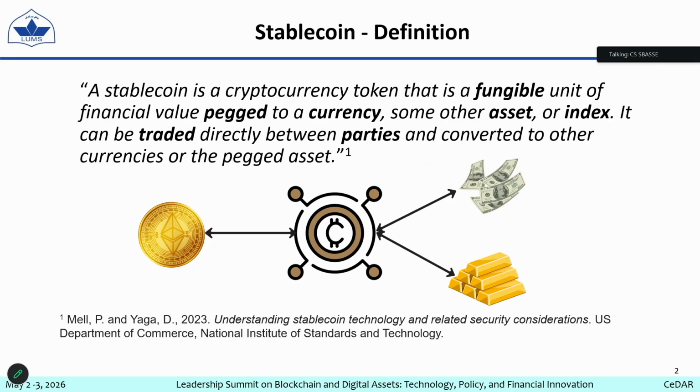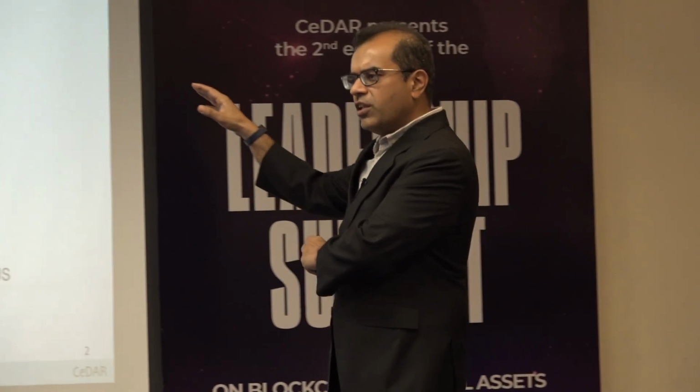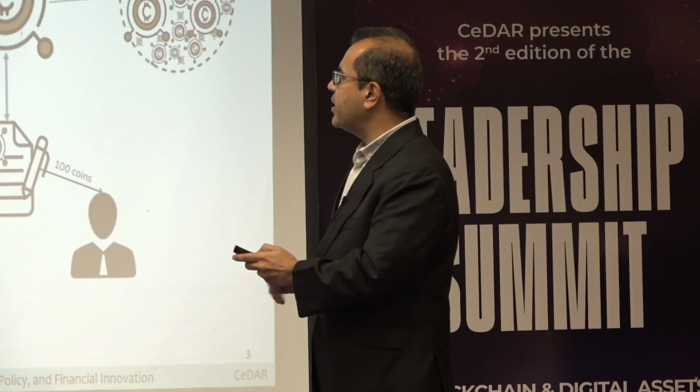That's great. So we can start off by explaining what a stable coin is. It's a cryptocurrency token that's a fungible unit of financial value that's pegged to a currency or some other asset. It can be traded directly between parties or converted to other currencies or pegged assets. So there's a lot going on over here, and we can explain them one by one.